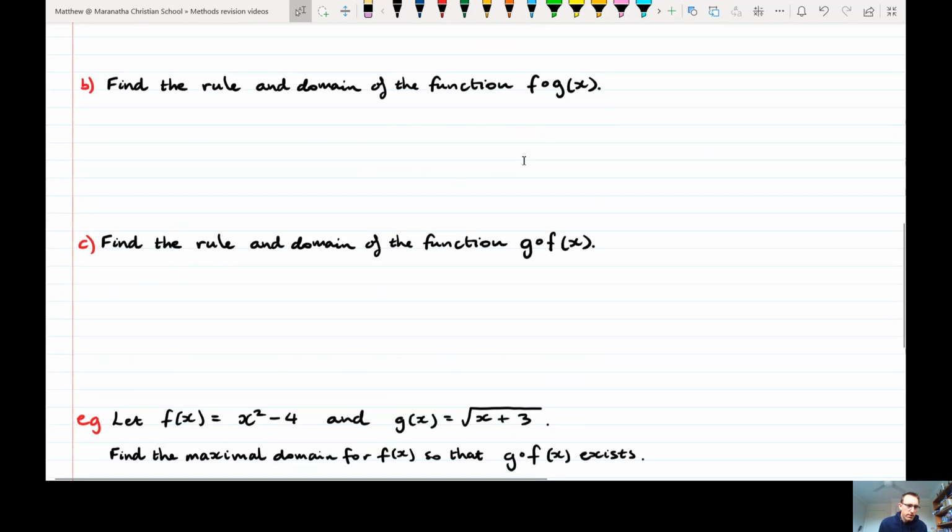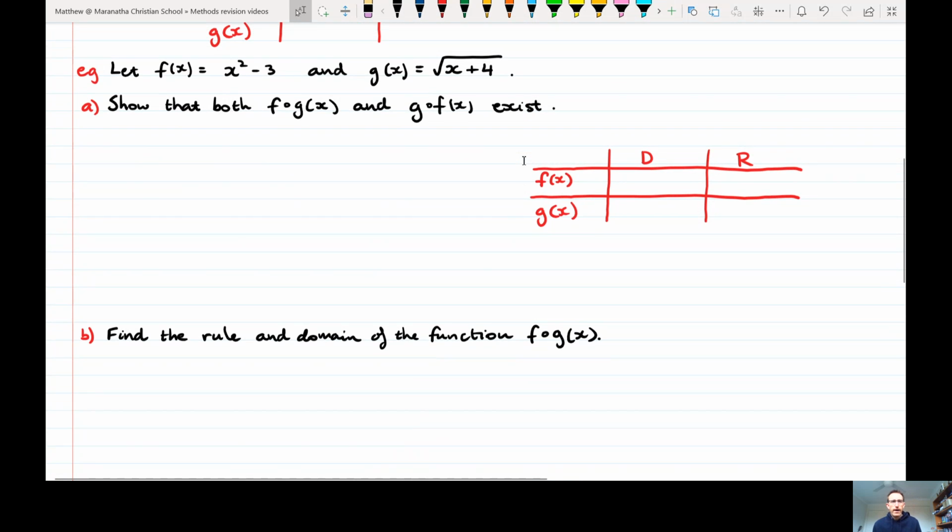I think I got four examples in total. The first three all tied together, and the last one's a little bit separate, a little bit different style. So in this question, we're given two functions. I'm telling you they both exist.